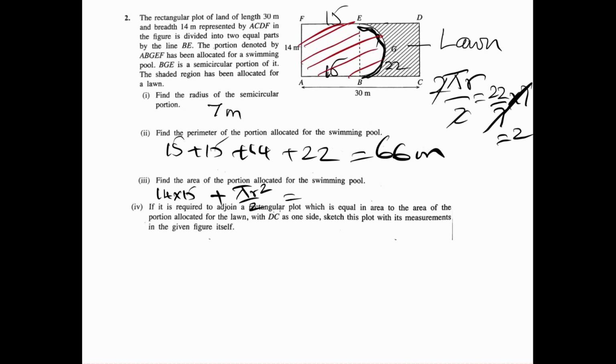So that is basically equal to 210. Pi is 22 over 7, and r squared is 7 times 7 divided by 2. So in this case, let's cancel 7, 2, 11. 210 plus 77, that is going to be equal to, how much is it? 210 plus 77 is equal to 287.